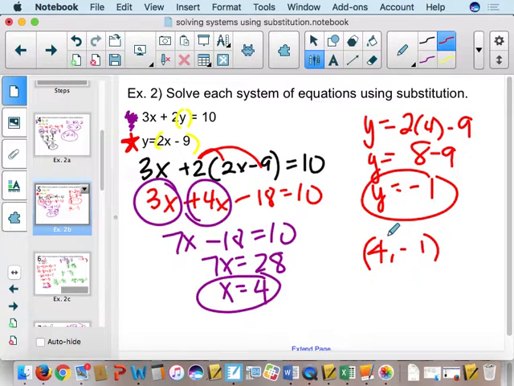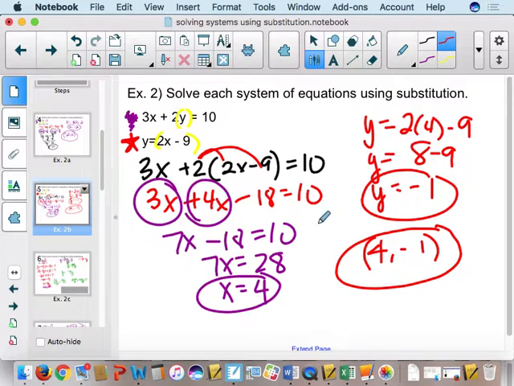Yep. Okay. Now to check, take this ordered pair and plug it into the one you just didn't use. 3 times 4 is 12. 2 times -1 is -2. So 12 plus a -2 is 10. And we know that that ordered pair is now a solution for both. So if I was to graph these two equations, what would happen? These two lines would do what? They would intersect at that ordered pair.